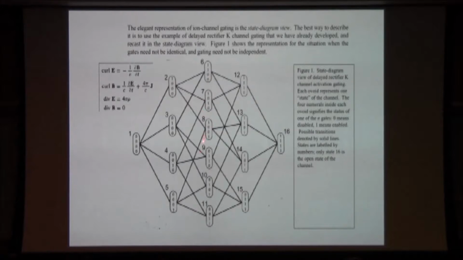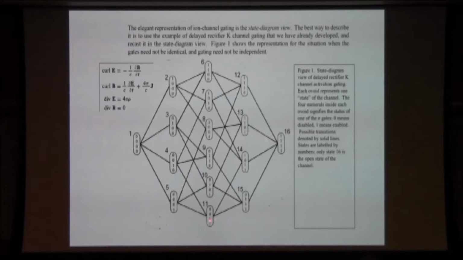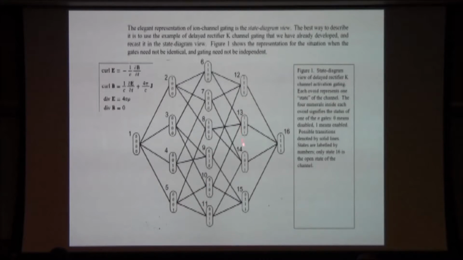You can go to this column here, where what's common about this column is that 2 of the gates are enabled in different combinations. And their possibilities of connectiveness by changing one thing are shown by these lines. And so forth, until we get here where they're all 3. So this is called a state diagram view.